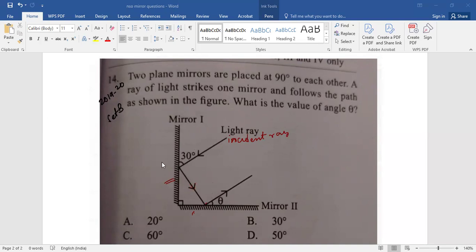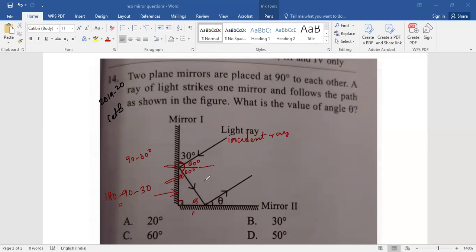The first thing that we do is we draw the normal. Once we draw the normal, we know that these two angles make up 90 degrees. One of the angles is 30 degrees, so this becomes 60 degrees, which is 90 minus 30. So this will also be 60 degrees. Angle of incidence is equal to angle of reflection. So this will be 30 degrees. Again, 90 minus 60 is 30. This is 90, correct? So now this becomes a triangle. By the angle sum property, 180 minus 90 minus 30, so this becomes 60 degrees.